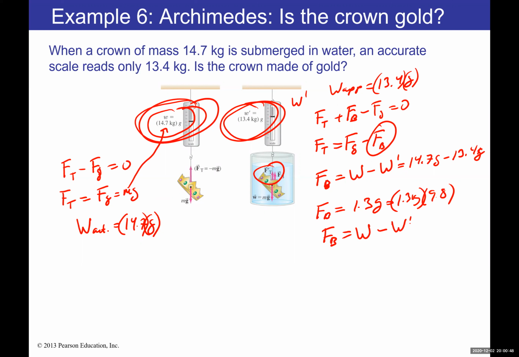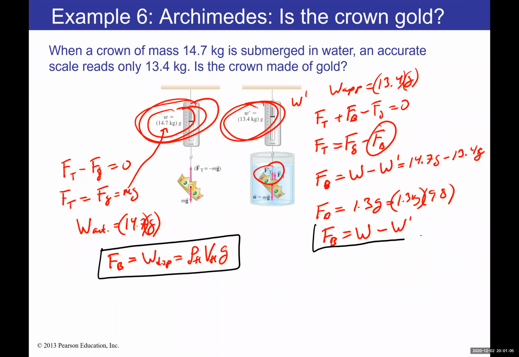We also know that the buoyant force equals the weight of the displaced fluid, which is equal to the density of the fluid times the volume of the fluid times g. So there are two equations for the buoyant force: one from the difference between actual and apparent weights, and the other from the weight of the displaced fluid. We can combine them: W minus W prime equals the density of the fluid times the volume of the fluid times g, because both are equal to the buoyant force.